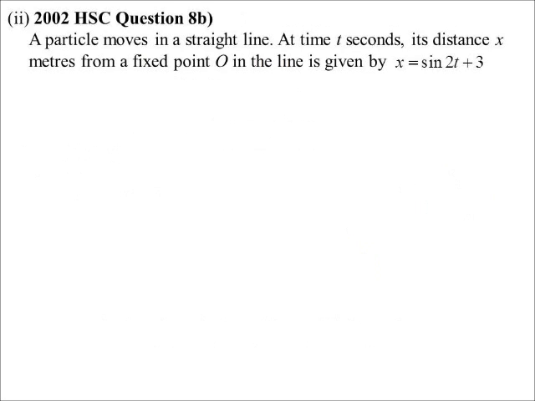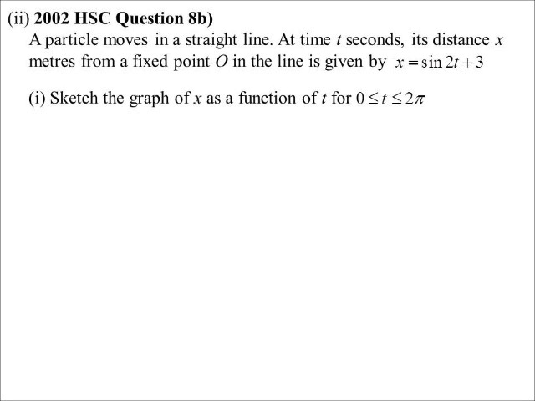2002 question, later in the paper, 8b. So again, we're moving in a straight line. We do that a lot. Time t seconds, distance x meters from a fixed point. Oh, a bit of trig. x is sine 2t plus 3. Reality is it's simple harmonic motion, but you can't use that word in 2-unit, right? Because they don't do simple harmonic motion.